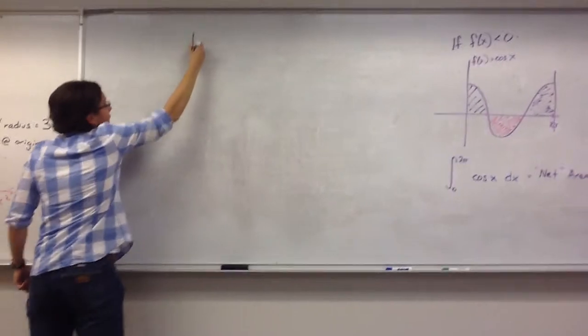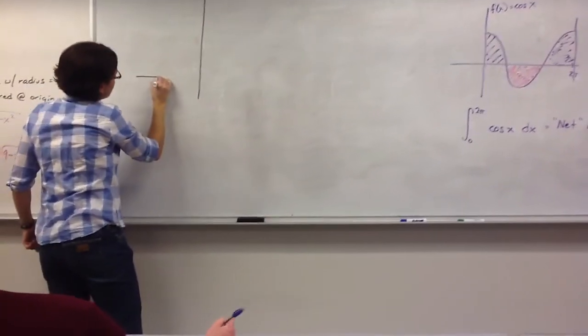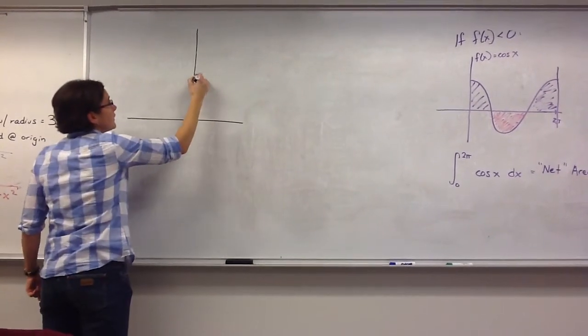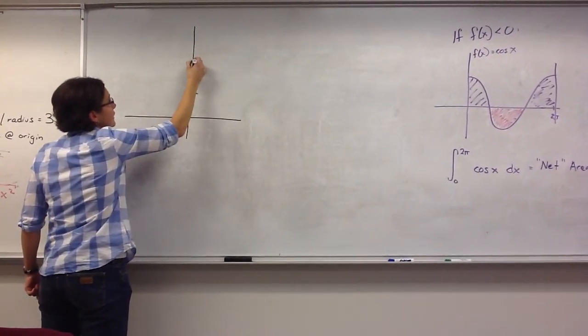So when I go to draw this, here's the center at 1. 1, 2, 3. We're going to go 3 units up.